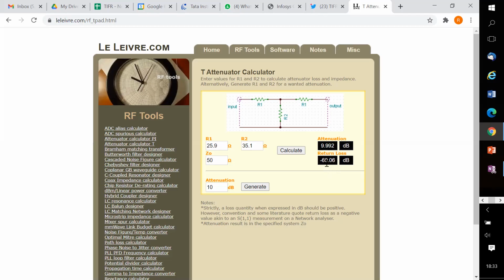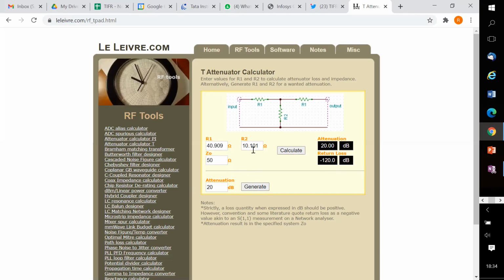And then the return loss is the one which looks like it's dramatically changing, but minus 60 dB is still 10 to the power minus 6. It's an extremely small number. Okay, this is one practical point. But now you notice that the sum of R1 and R2 is about 60 ohms, whereas earlier it was something like 150 ohms. Okay, and then let's go to 20 dB.